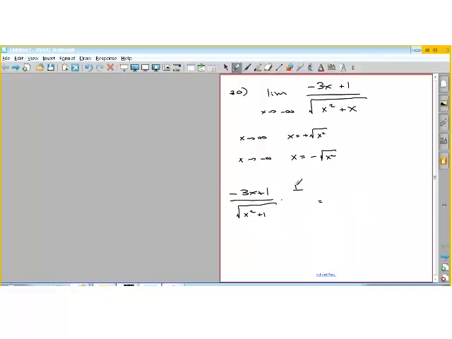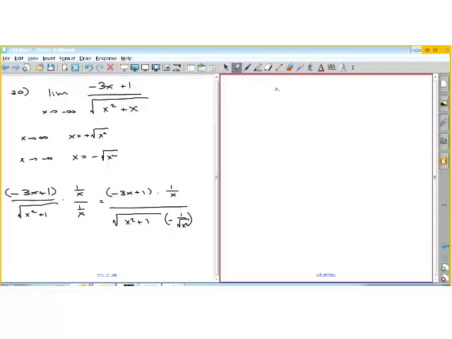So this is 1 over x. This is 1 over x. And let's put a parenthesis around that so we're clear about what we're multiplying by. In the numerator, I just leave it as 1 over x. In the denominator, I change it to negative 1 over the square root of x squared. So x is negative the square root of x squared when you go to negative infinity.